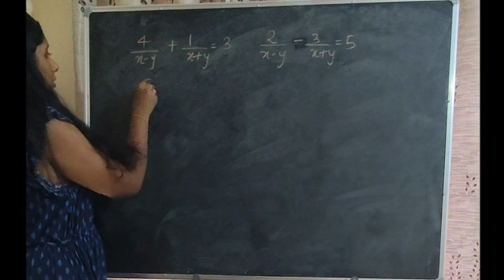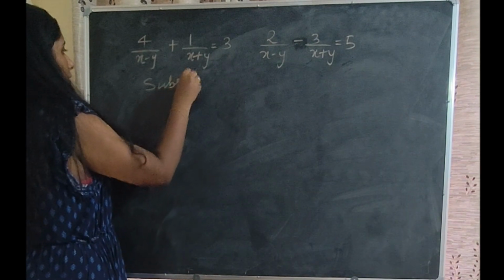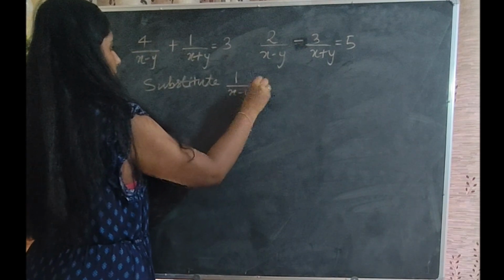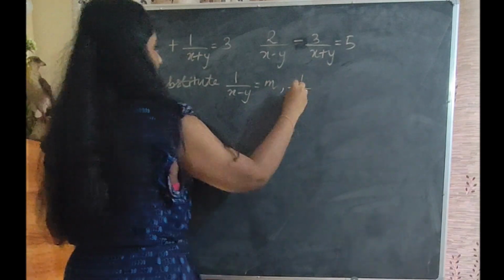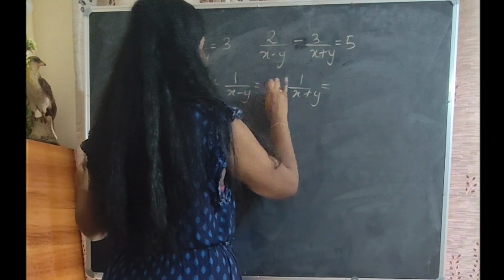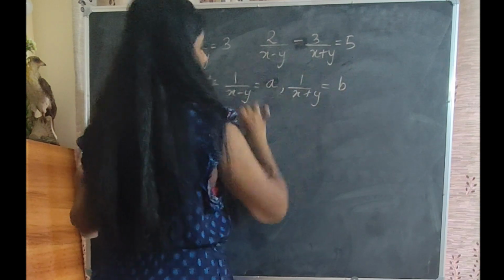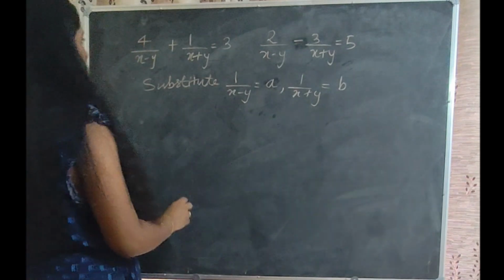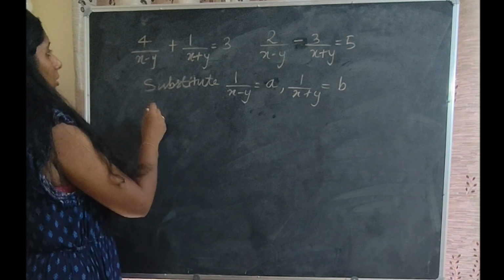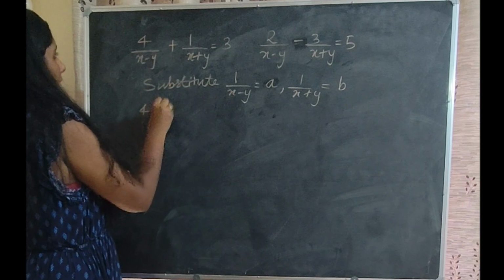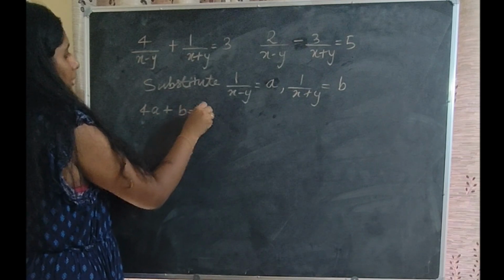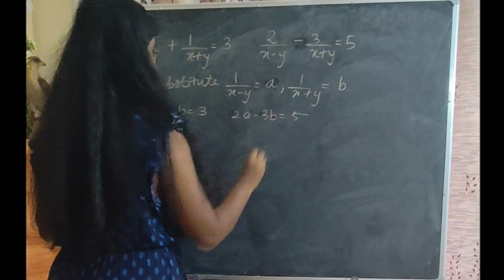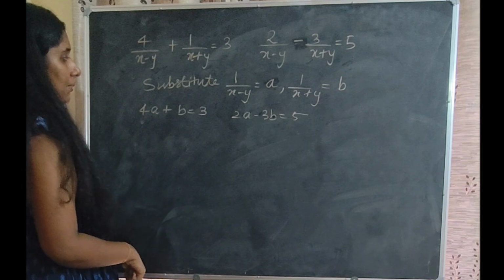We will substitute 1 by x minus y as a and 1 by x plus y as b. You can take any variable. We'll take it as a and b. So to solve these two equations, we will substitute here 4a plus b is equal to 3 and 2a minus 3b is equal to 5.